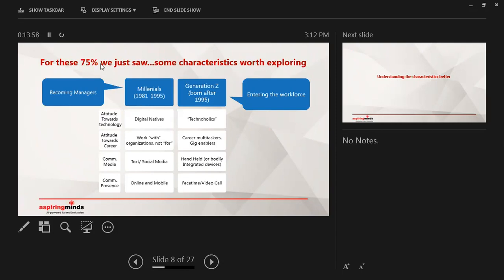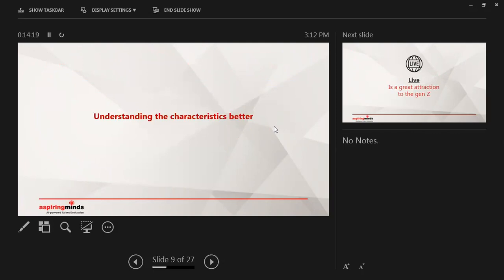And please note, the people in the millennial age group are becoming the leaders or the managers. And the second set is actually entering the workforce. It's quite an interesting mix, right? So let's see what is the red thread, the common recurring theme, for both of these age groups.